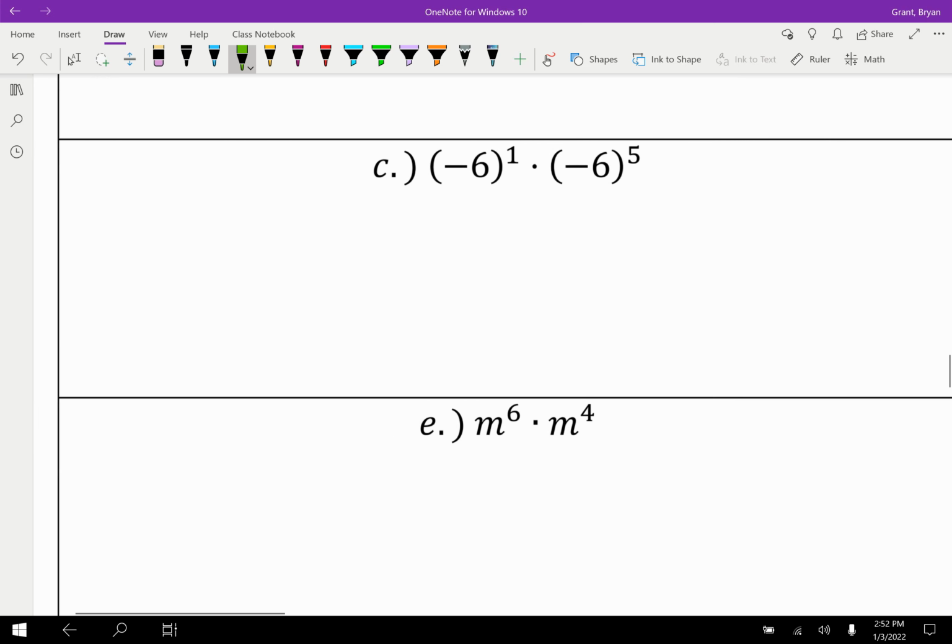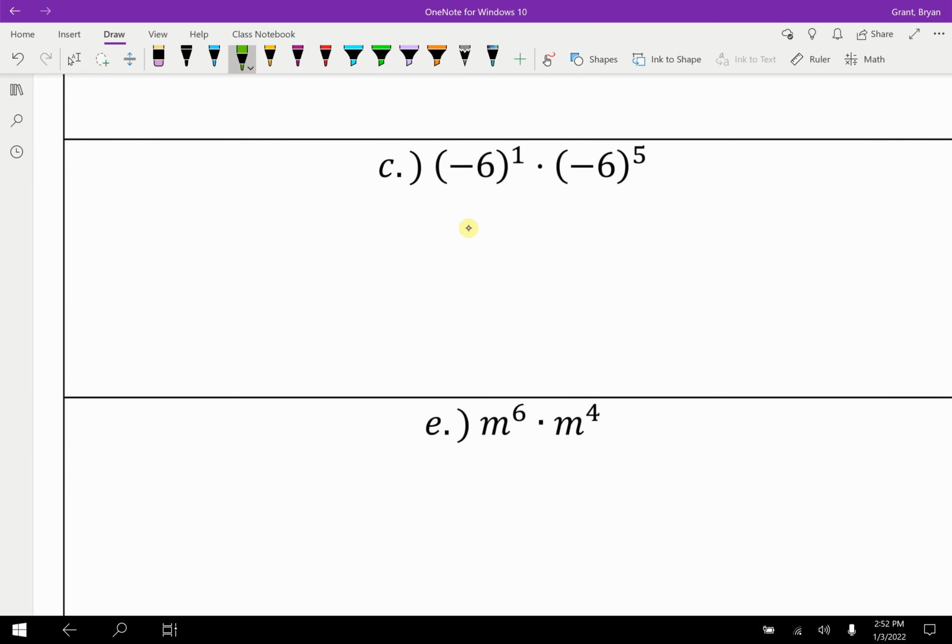Part C, same base. This is where we add the exponents. So this one should be negative 6 to the 1 plus 5, or negative 6 to the 6th power. Don't forget the parentheses around the negative 6.